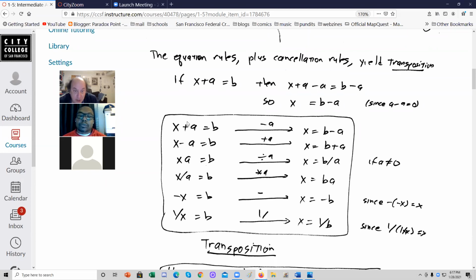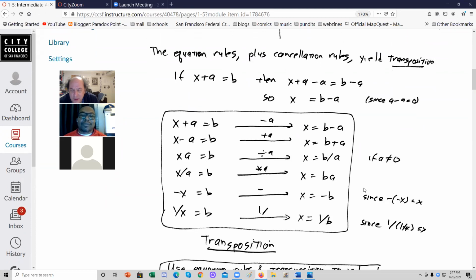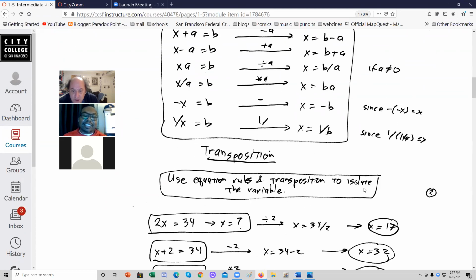Transposition. So on each of these, a flips from one side of the equation to the other. It's the same number a, but the operator flips: plus to minus, minus to plus, times to divide, and divide to times. For this one, we have to stipulate that a is not 0, because dividing by 0 causes problems. So now we solve equations, using equation rules and transposition to isolate the variable.